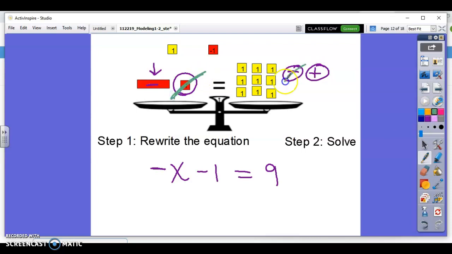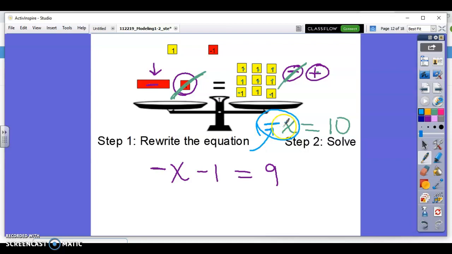So that negative and that negative are gone, and what we have left is 1 negative x is equal to 1, 2, 3, 4, 5, 6, 7, 8, 9, 10. Don't forget the one you added. But am I finished? Is this x all by itself? It's not. I need to get rid of that negative sign.